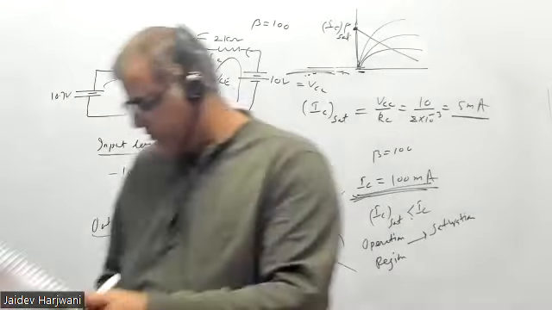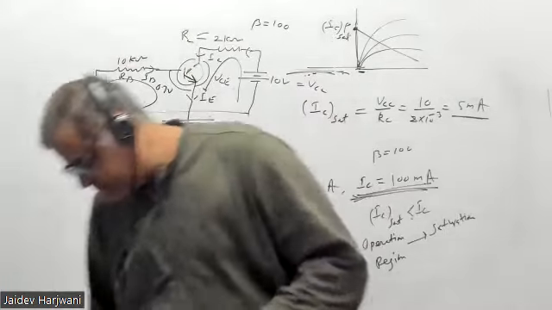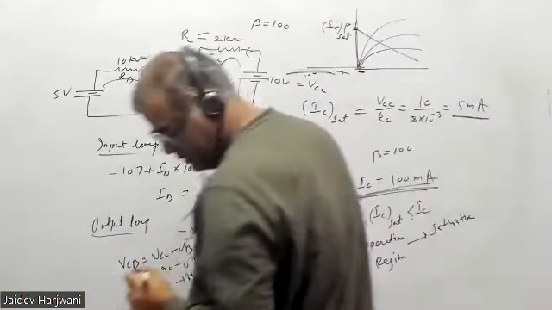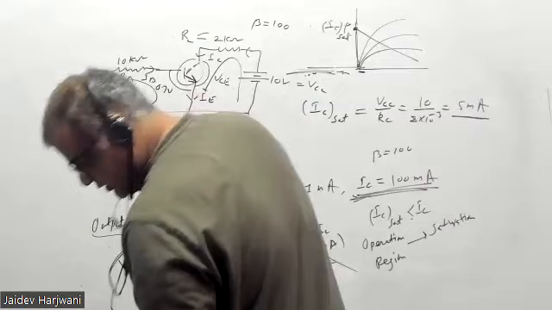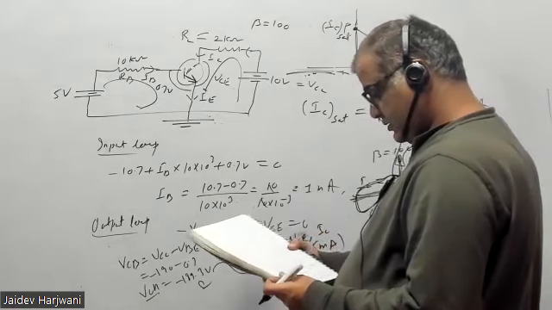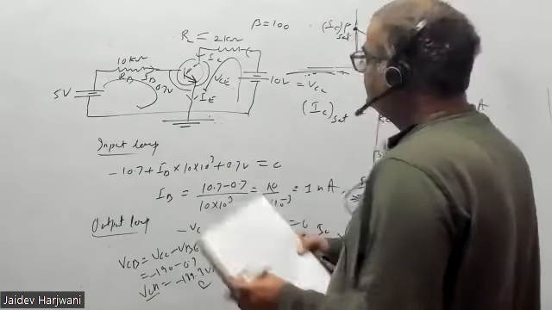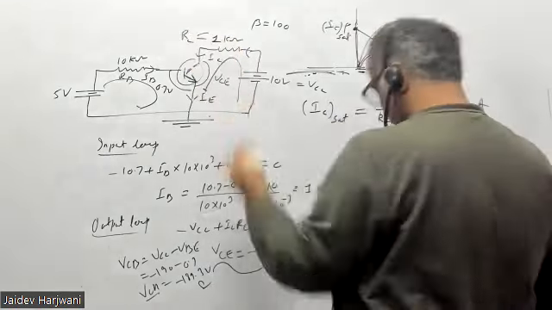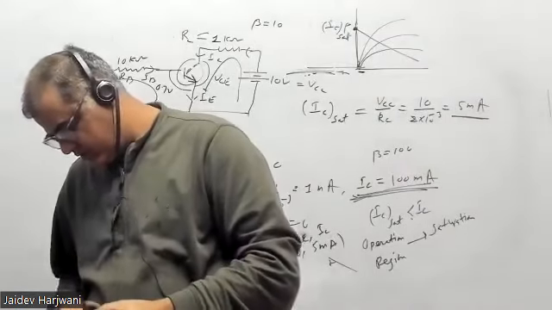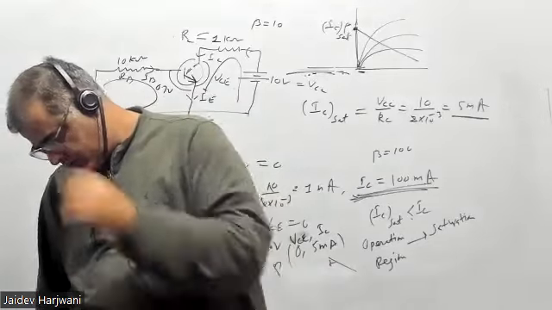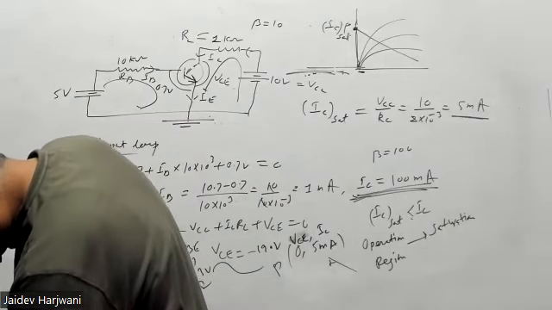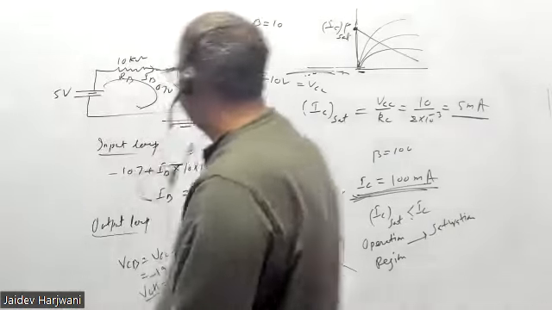Now one more question. Same circuit. Say this is 5 volt, and I'm keeping this 10 kilo ohm, and this is also 10 volt, and say this is 1 kilo ohm, and beta is 10. Tell me what is the operation region. Find the operation region.